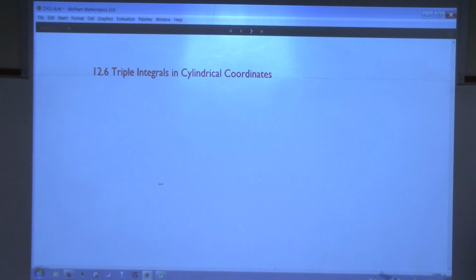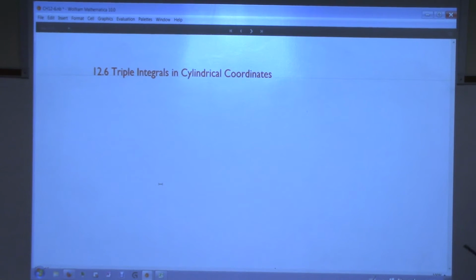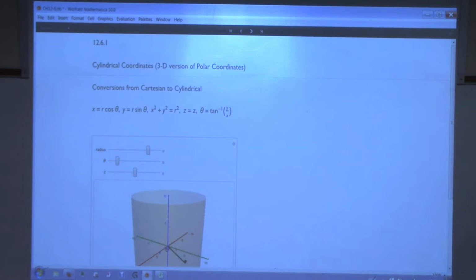So just like we did with double integrals, we had type 1, type 2 regions. Then we realized, hey, there's some regions that are not very good, as far as they don't look like type 1 or type 2. So we came up with polar coordinates. So now we have this thing with triple integrals called cylindrical coordinates. And here's how it works. It'll look familiar.